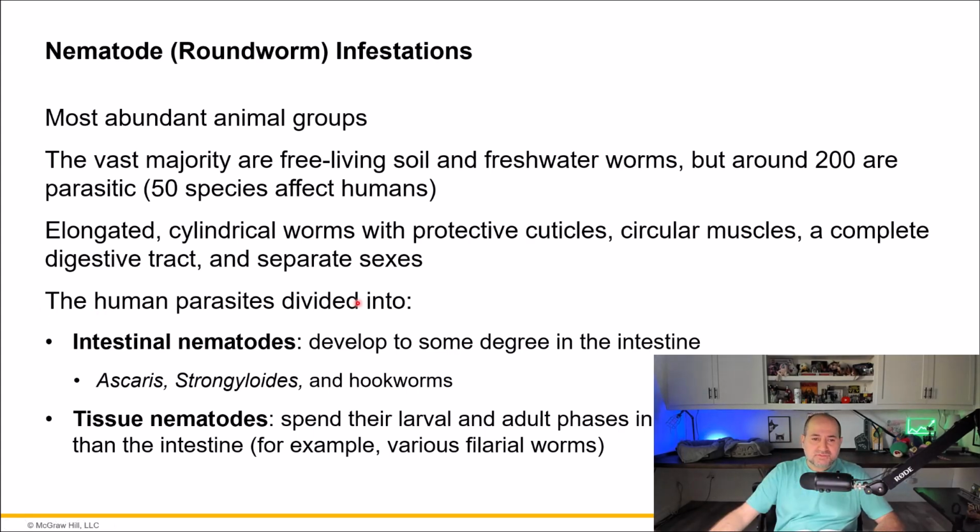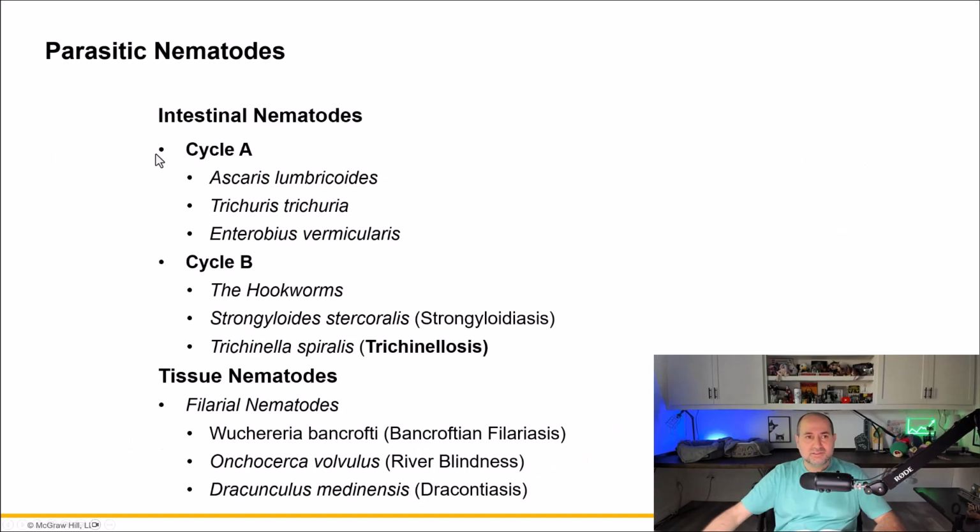The parasites are divided into two groups: intestinal nematodes and tissue nematodes. The intestinal nematodes develop to some degree in the intestine. This includes Ascariasis, strongyloids, and hookworms. Tissue nematodes spend their larval and adult phases in various soft tissues other than the intestines, for example, various filarial worms. So here we can see some examples.